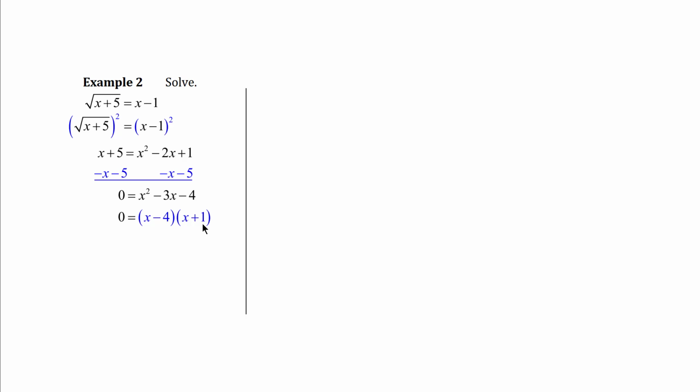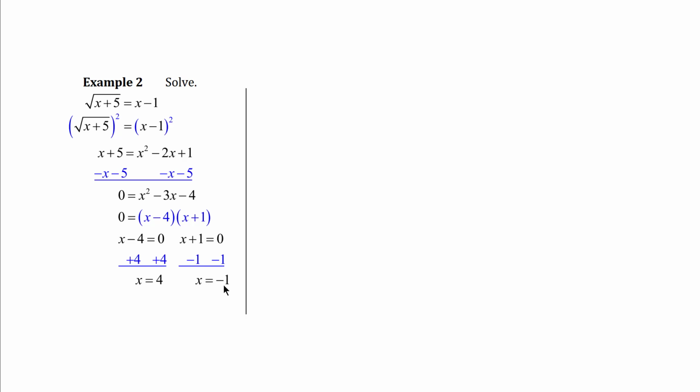Next, we use the zero factor property. We get x minus 4 equals 0 and x plus 1 equals 0. Solving the first equation for x, we add 4 to both sides of the equation. The result is x equals 4. Solving the second equation for x, we subtract 1 from both sides of the equation. The result is x equals negative 1.